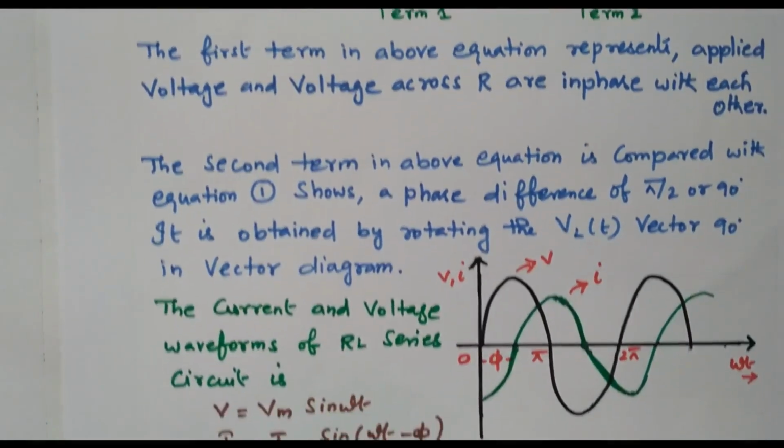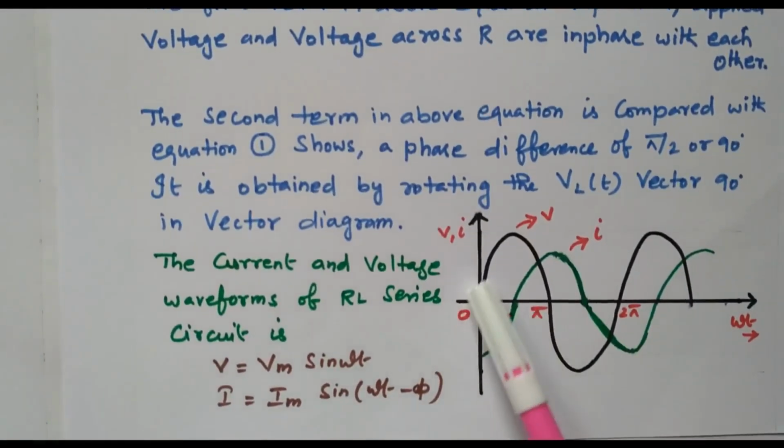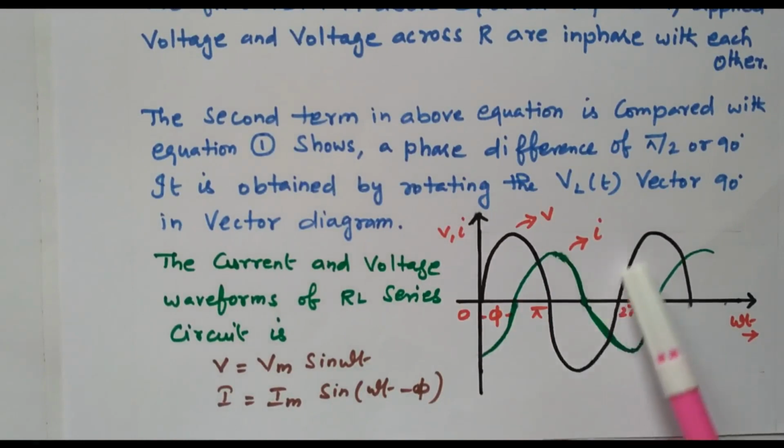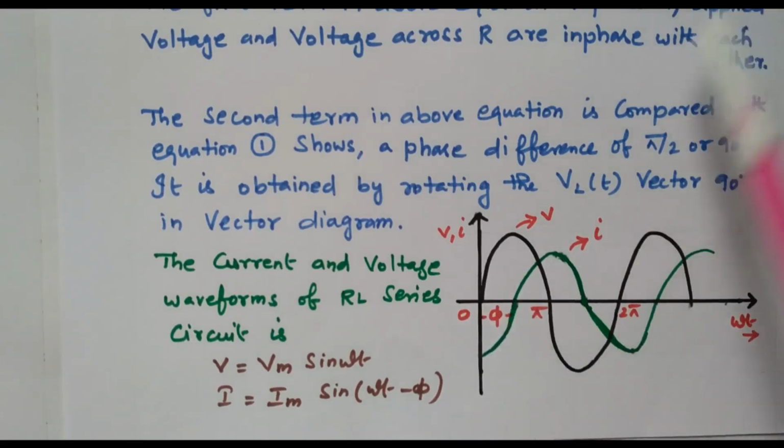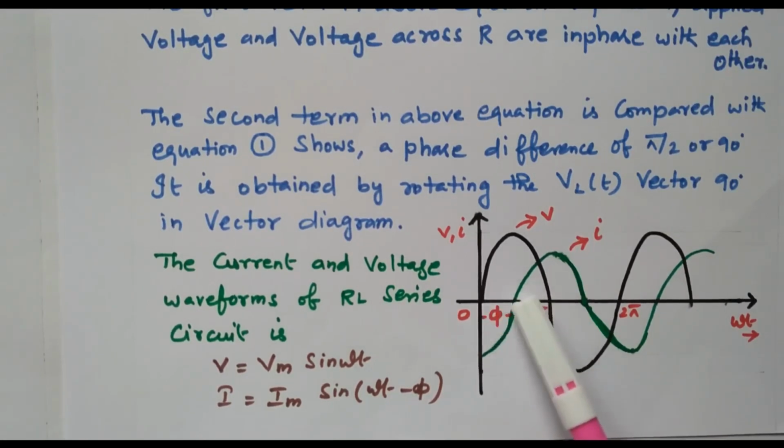So based on that we can draw the waveform. So this is the voltage. It starts at 0 degrees. So in the inductive circuit, the current is lagging or the voltage is leading. So the current starts after pi. Approximately, if it is pi by 2, it means pi by 2 degrees. After pi only the current starts. So there is a phase difference between current and voltage, that is, current is lagging the voltage.